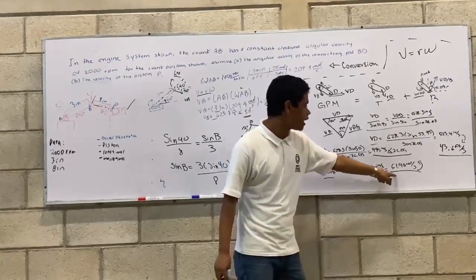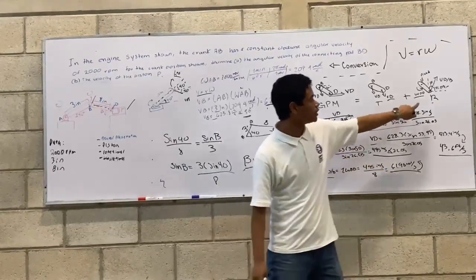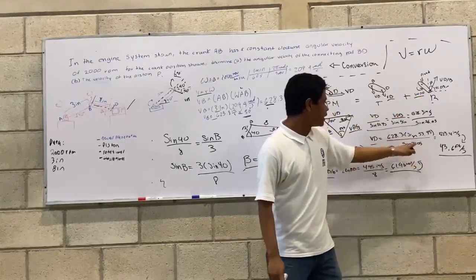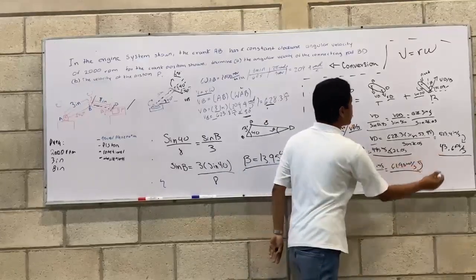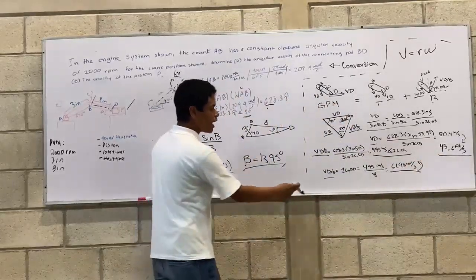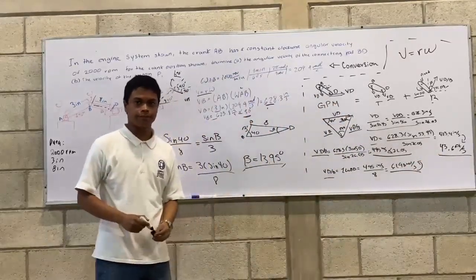Why is it going to be this value? Because it's going to be the angular velocity in this point, and in this point is going to be the answer. This is going to be the answer for the second question, and this for the first question.